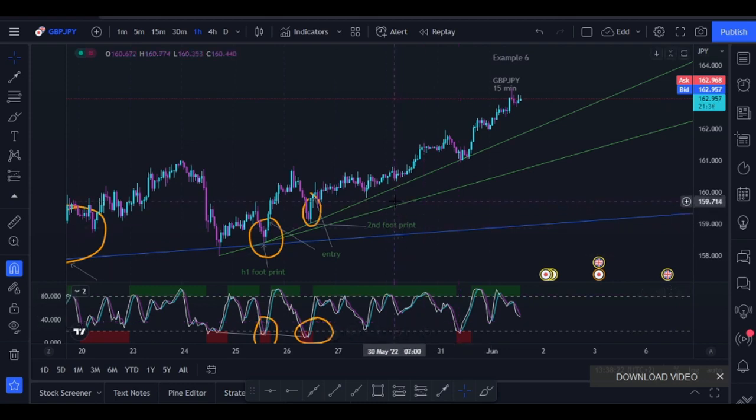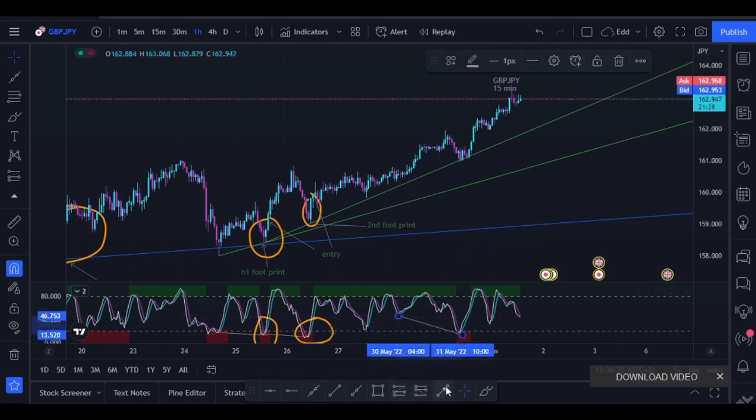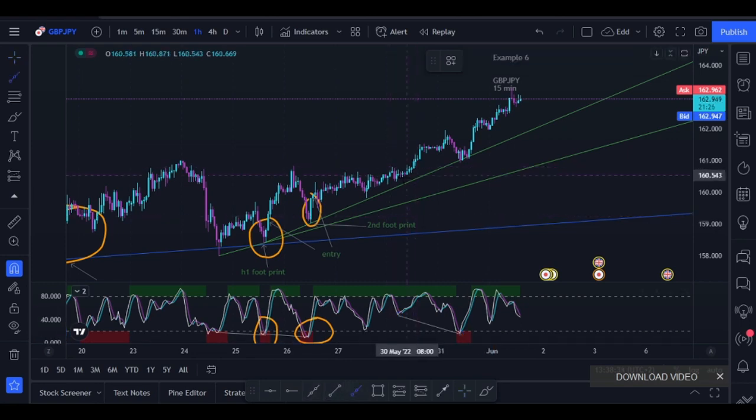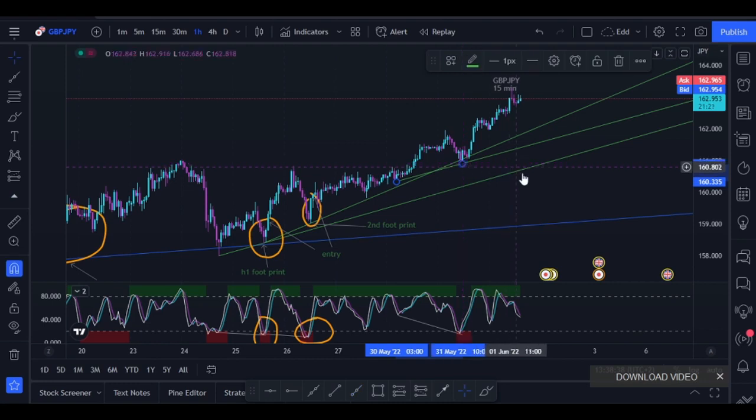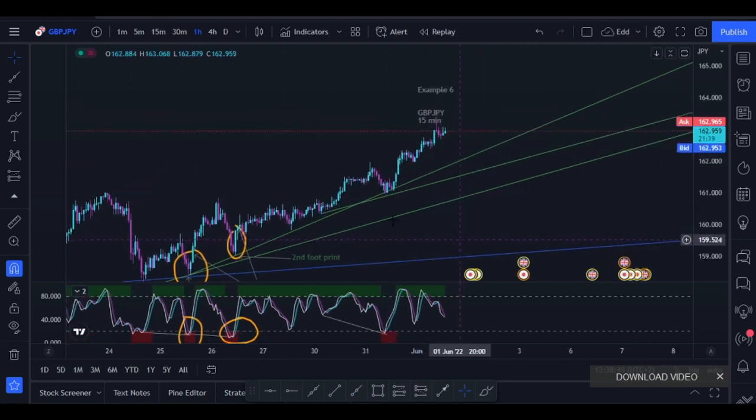And then there was more hidden divergence here, as I can see, and more oversold region down here. That's another hidden divergence. Let me draw it on the chart, from there to there. I mean, look at this, so beautiful. It's way too beautiful. So much money, so much money.